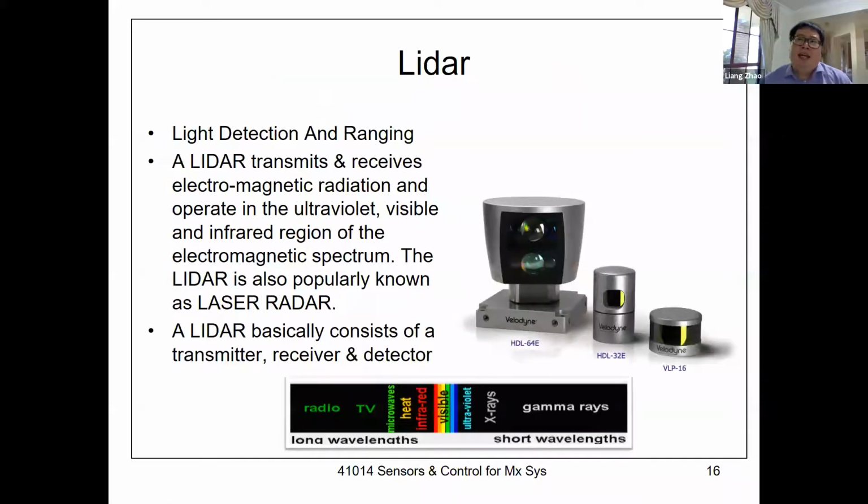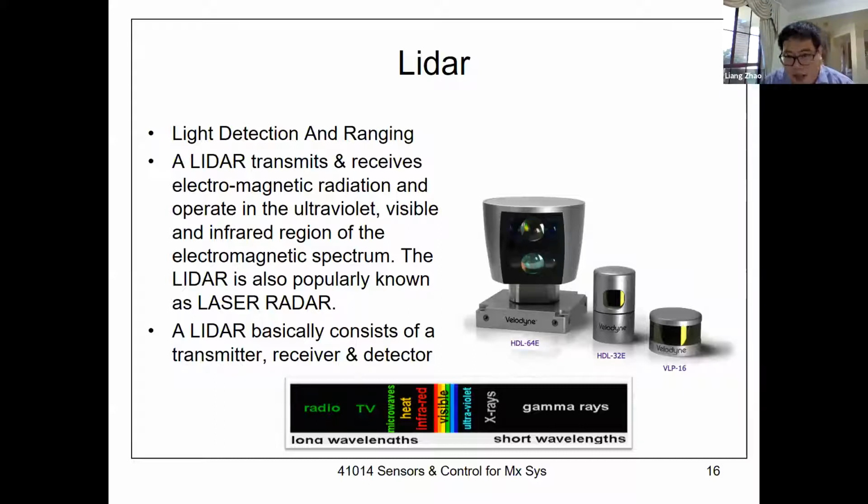All right, and the next one, which is really commonly used, is Lidar, or we call it laser, or laser scanner, right? The full name of Lidar is light detection and ranging. And a LiDAR transmits and receives electromagnetic radiation and operates in the ultraviolet, visible, and infrared region of the electromagnetic spectrum.